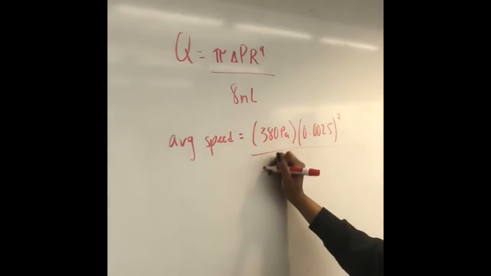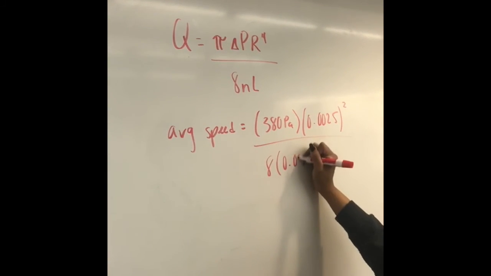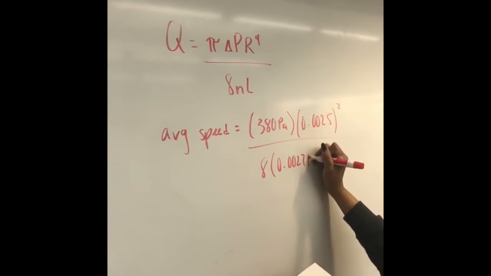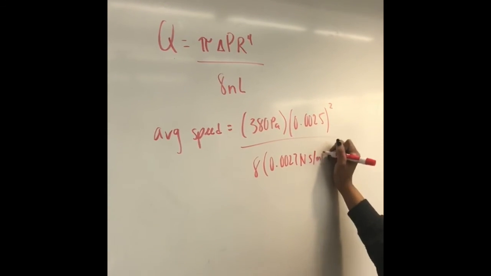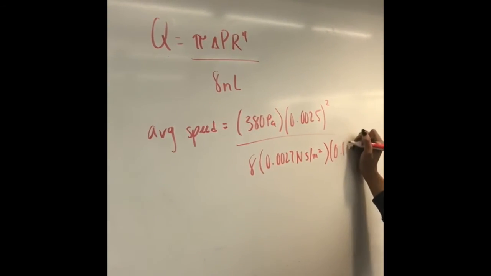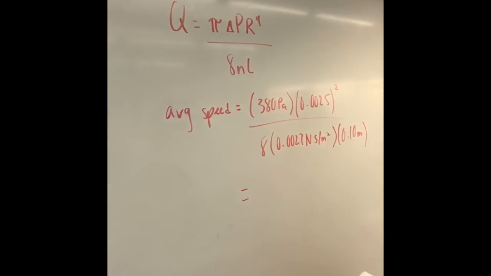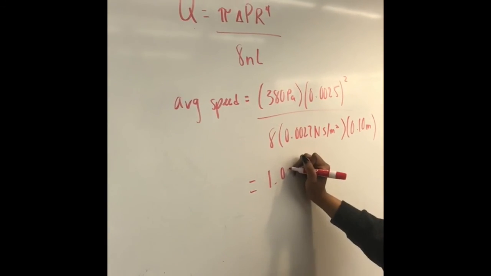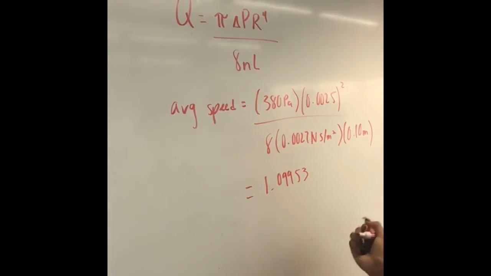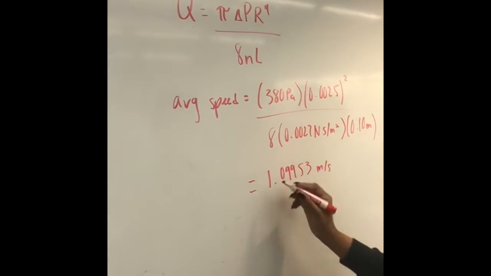So we'll have 380 pascals times 0.0025 squared divided by 8 times 0.027 times 0.10. And once you do all the math, the average speed becomes 1.09953 meters per second.